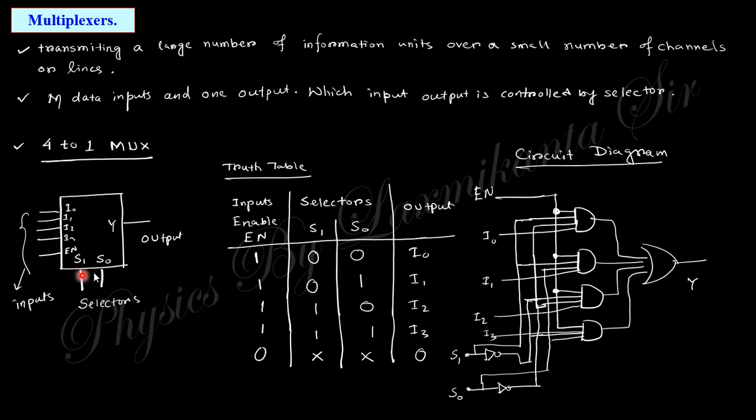With two selectors, there are 4 types, 4 inputs. So the maximum inputs will be 4. Depending on the selector, I0 is selected for 0 0. That's why you need to take S1 bar and S0 bar. For I1, this is S1 bar and S0. That's why you take this one, and finally the output will be this. This is for 4 inputs.